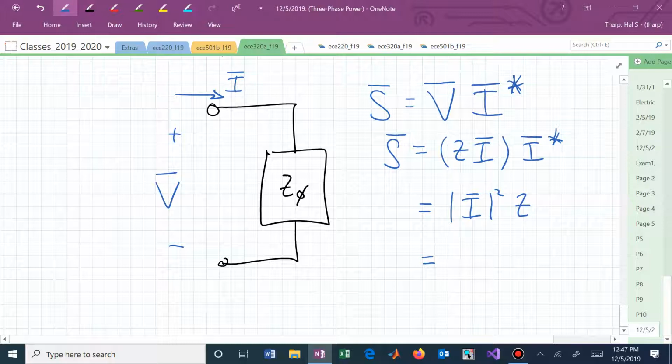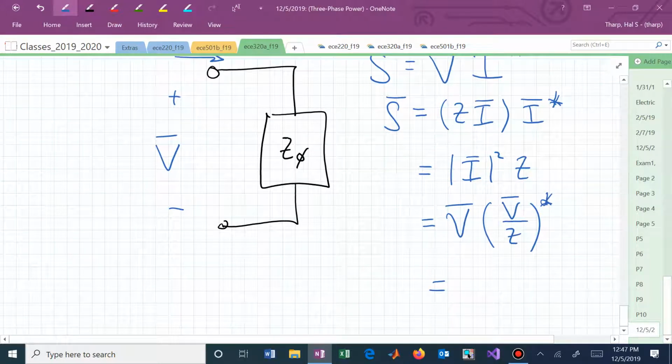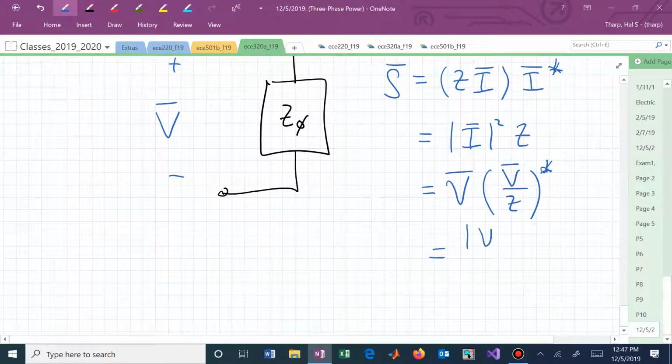Or you could now say, well, I don't know the magnitude of the current, I know the magnitude of the voltage. Let's now replace I star with its Ohm's law relationship, so now we have V over Z star, so that in the numerator, again, we have a complex number times its conjugate. This now says we have the magnitude of V squared over the complex conjugate of our impedance Z.